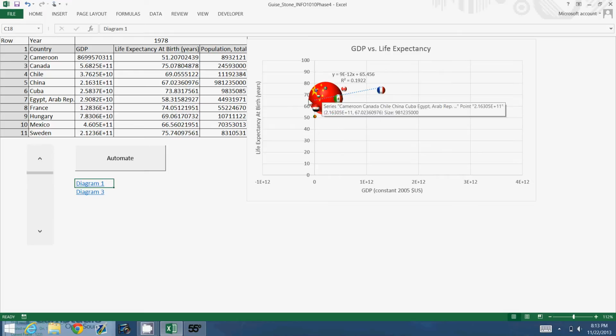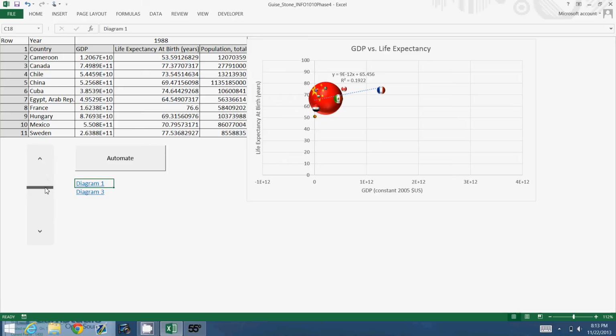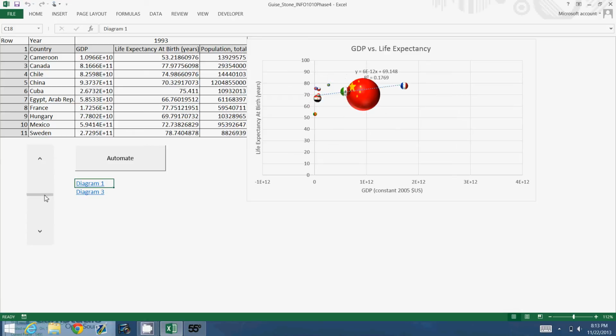But now let's fast forward 15 years to 1993. Now it seems that the larger countries have a larger GDP. Here in China, Mexico, they have a larger GDP than the others. They have also increased in life expectancy. China used to be down here, it has gone up a little bit.